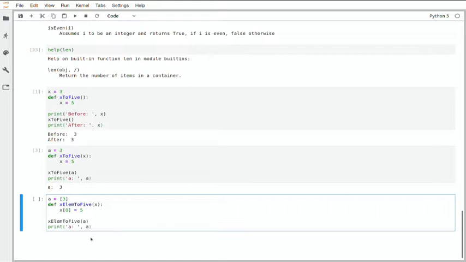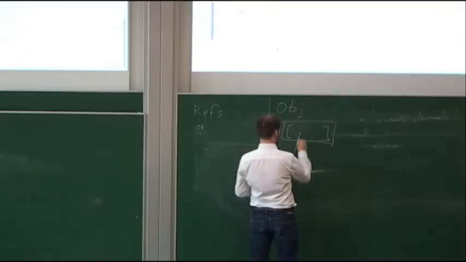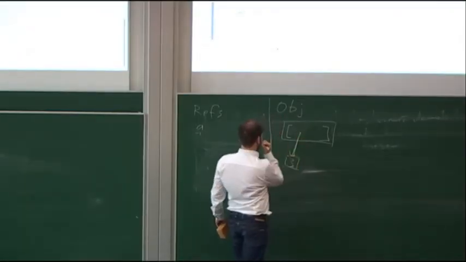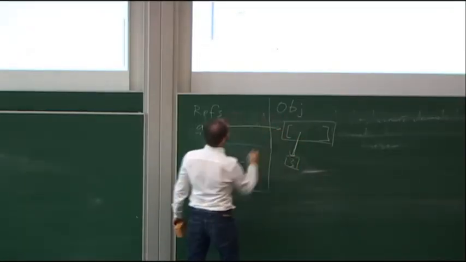Yeah. So let's draw our favorite diagram. Before we call the function, we have a global variable a that points to a list. And the list has one element which points to the 3. And a points to that list.